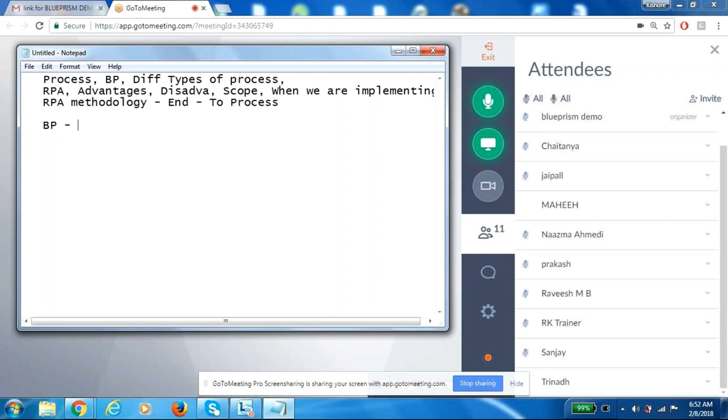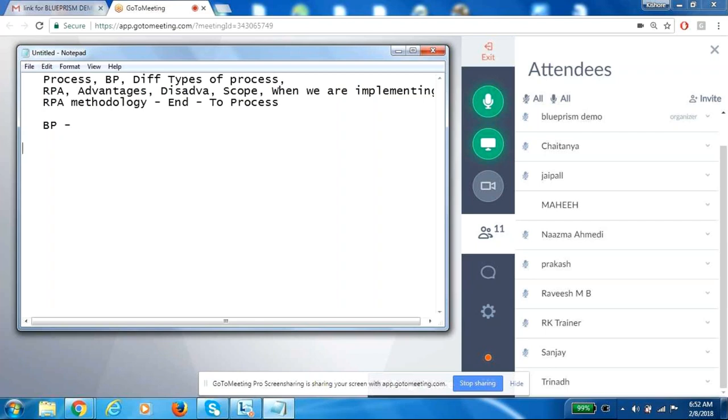So this training is not only developer training, it is completely end-to-end training. That means you can go in as a developer, or as a manager level, or as an administrative level, and any level can utilize it, because I'm going to cover the complete process of the implementation of Blue Prism from starting to ending. Right.